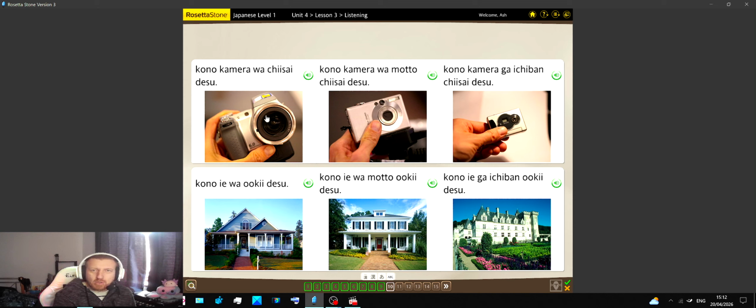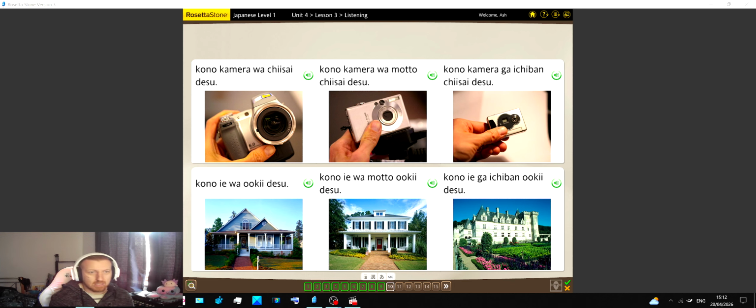But anyway, we have: Kono camera wa chisai desu. This is a small camera. Kono camera wa motto chisai desu. This is an even smaller camera. Kono camera ga ichiban chisai desu. This camera is even smaller. I'm going to make sure I get this right by going ichiban chisai desu. Ichiban chisai means it's the smallest or the littlest.